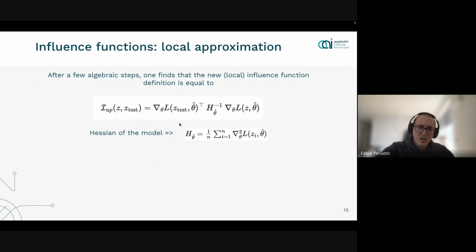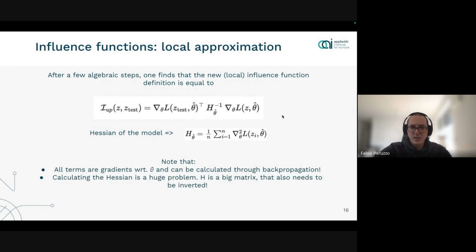Okay. This definition has the gradient of the loss on test points at test when the model has parameters at theta hat. Then we have H, which is the Hessian, and then we have another gradient here. And there are two very key things to note from this formula. The first one is that all terms to calculate this influence are gradients with respect to theta. So they can be calculated through backpropagation, which neural networks allow, so we can use them for neural networks.